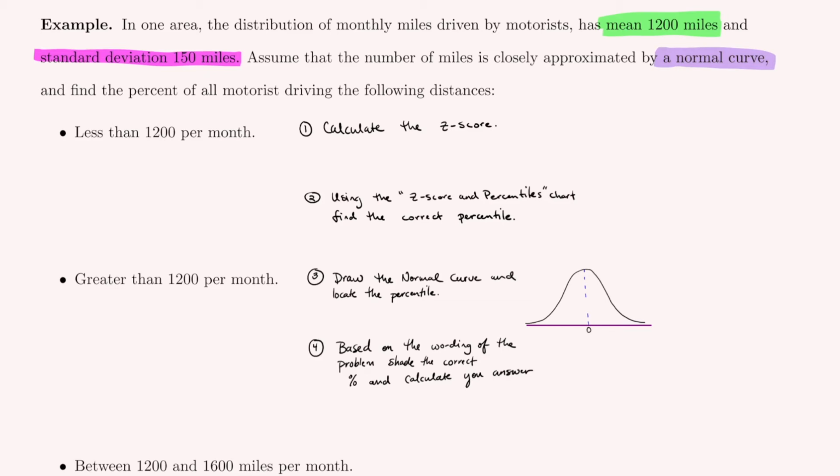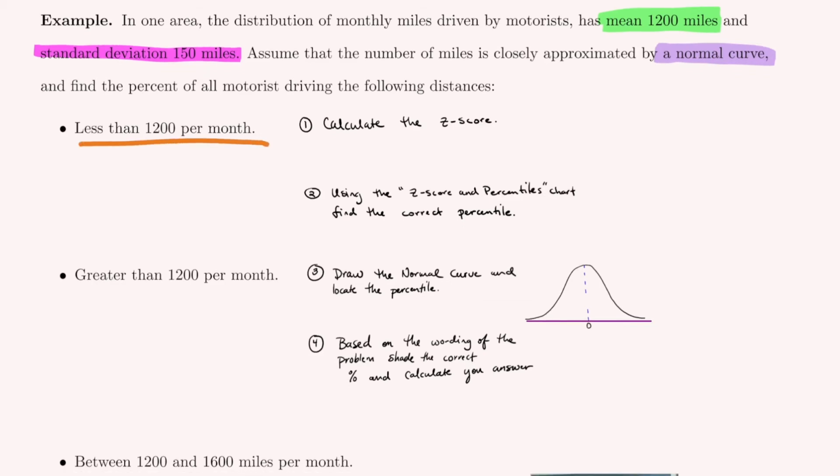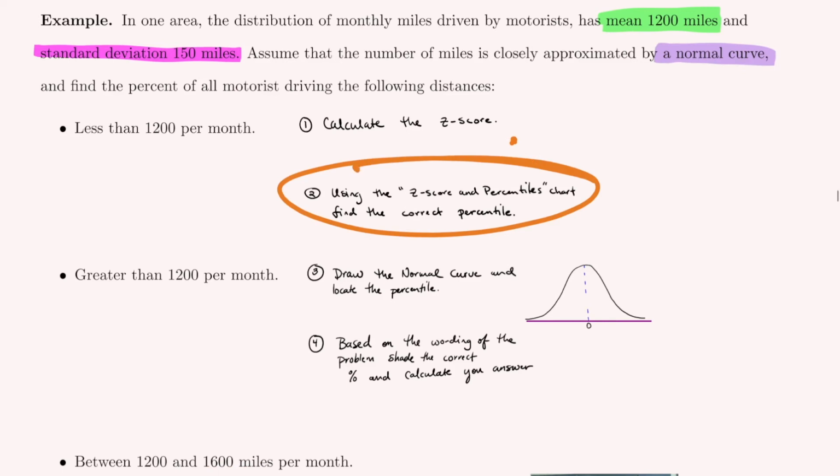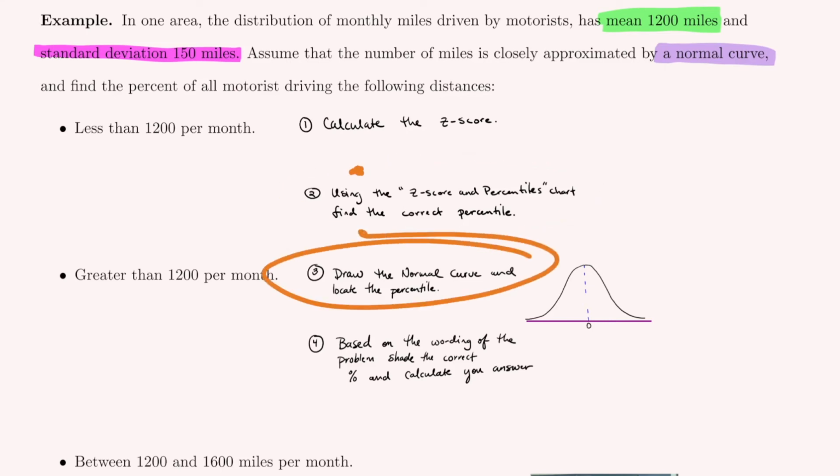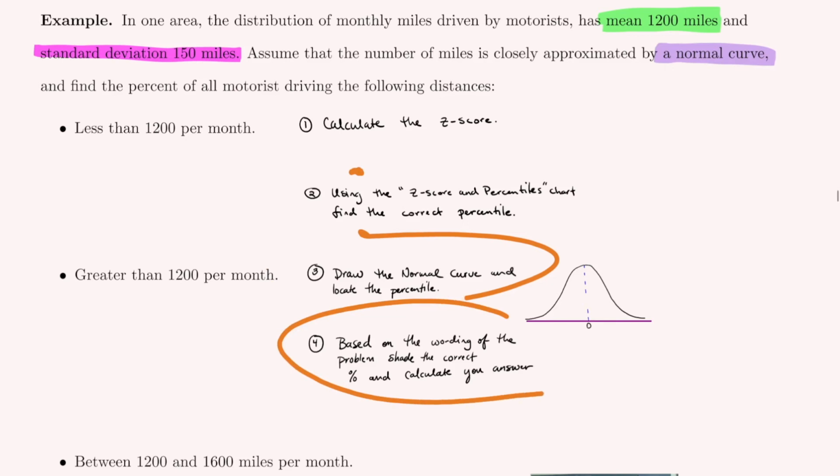So we're asked to find the percent of all motorists which drive the following distances: less than 1,200 per month, greater than 1,200 per month, between 1,200 and 1,600 miles per month. Let's deal with these one at a time. We know in each of these problems the basic structure is to calculate the z-score, or z-scores if there's two data values mentioned. Using the z-score and percentiles chart listed earlier in this note packet, find the correct percentile. Draw the corresponding normal curve and locate the percentile on the curve. And then based on the wording of the problem, find the correct percentage and calculate your answer.